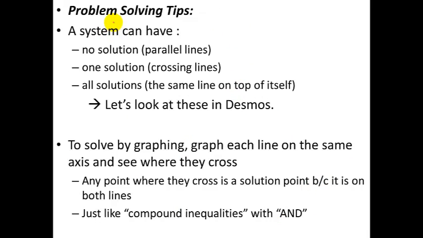Well, there's three things we have to watch out for. A system of equations could have no solution if the two lines are parallel. It could have one solution if the two lines cross. It would be the point where they cross. Or it could have all solutions if it's the same line on top of itself. So imagine you just draw the same line on top of itself. Then they're always crossing, so every single point is a solution. So I'm going to look in a little more detail in Desmos.com at these three possibilities.